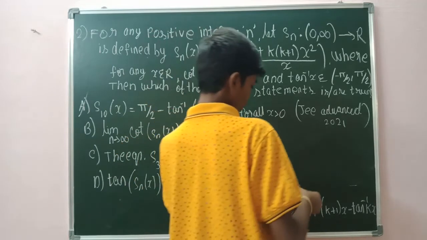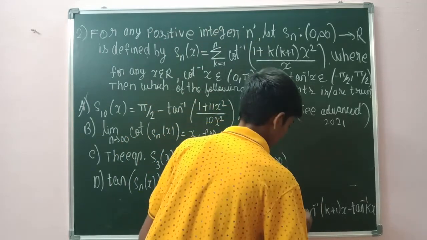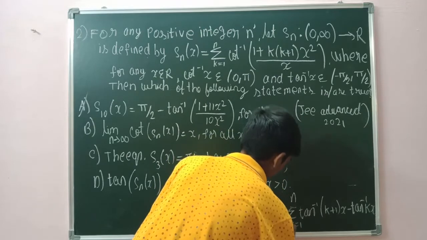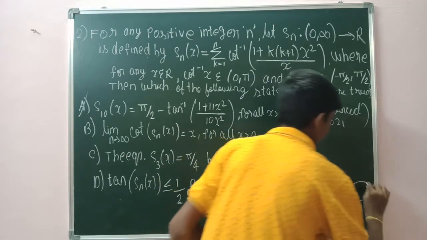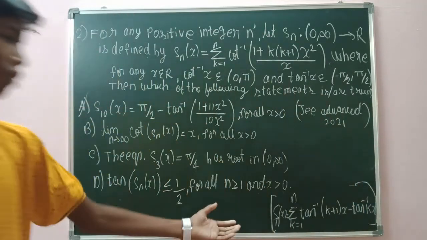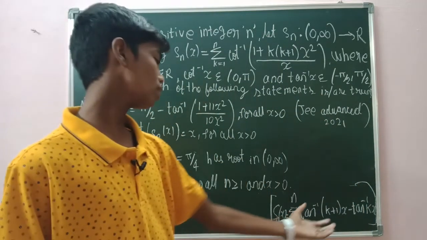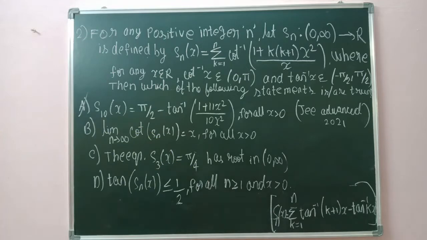So now this is your S10 of x to n. This will give us your Sn of x. Sn of x is this summation. Okay, don't forget that. So let me keep this on one side. Sn of x will be summation of k is equal to 1 to n of tan inverse of (k plus 1) x minus tan inverse of kx.